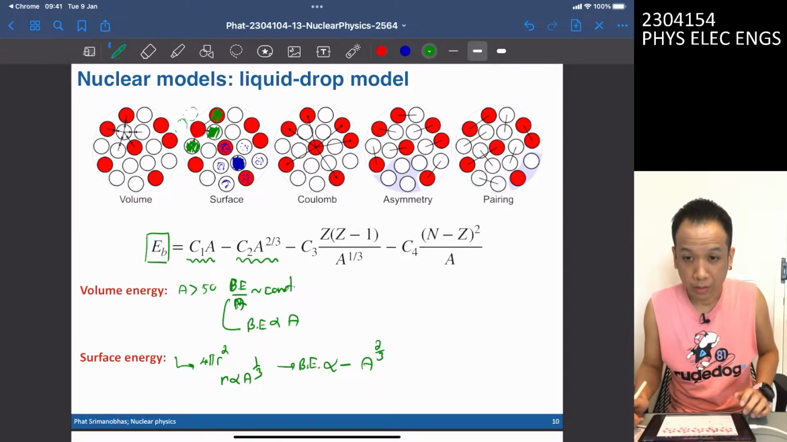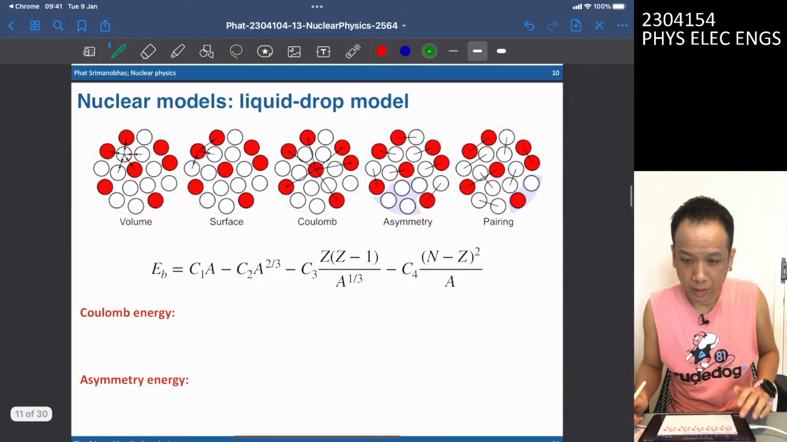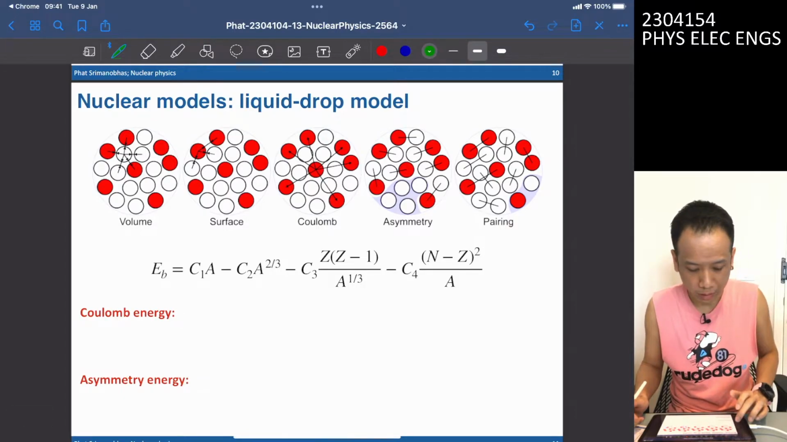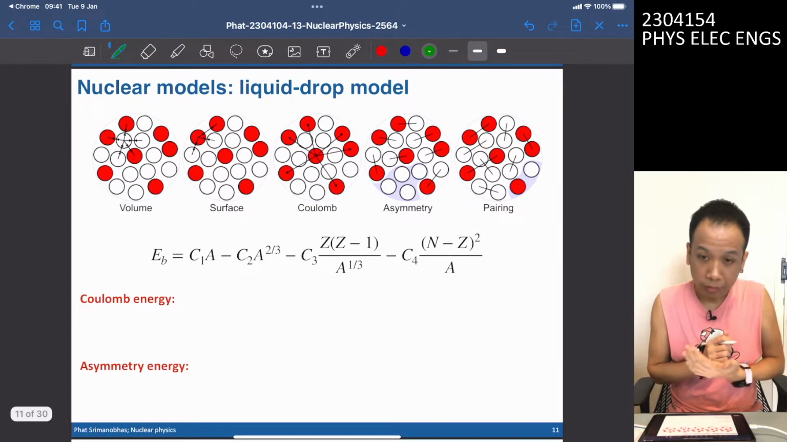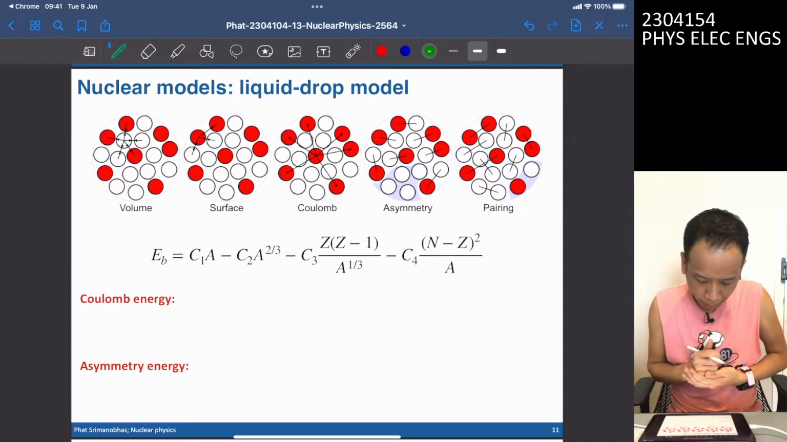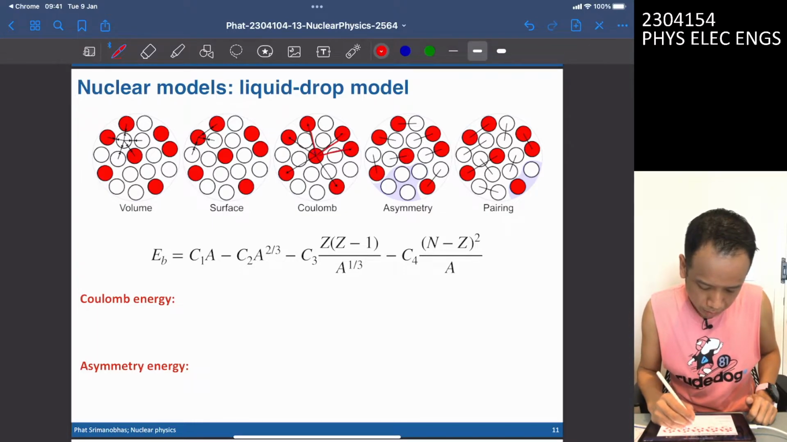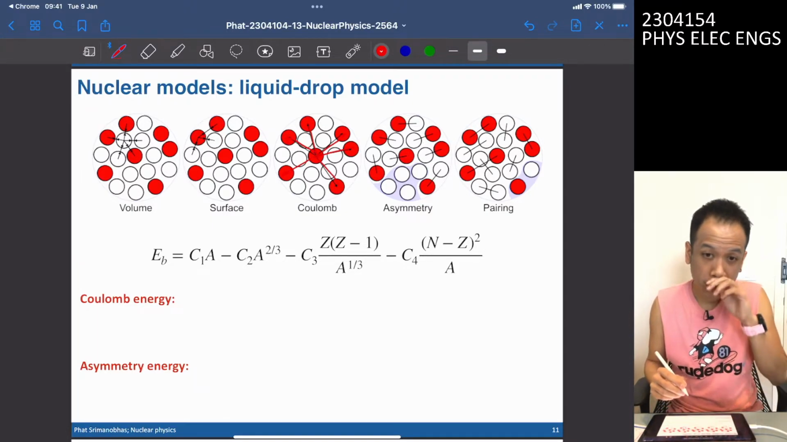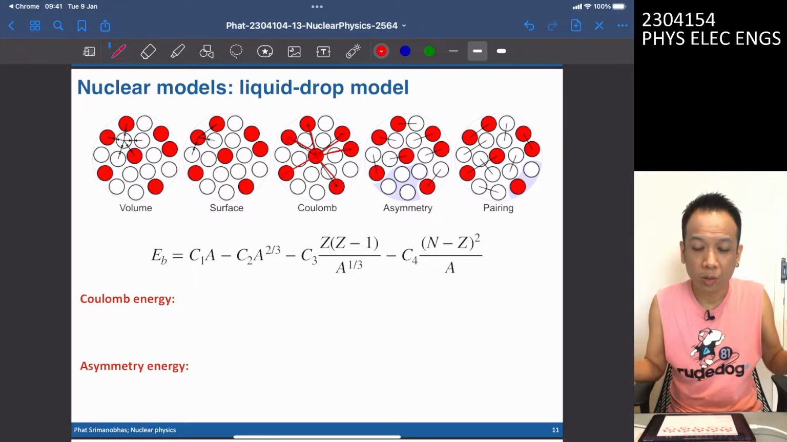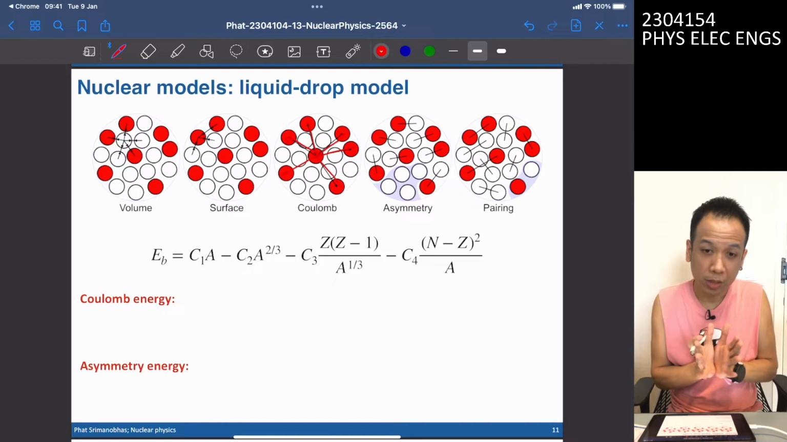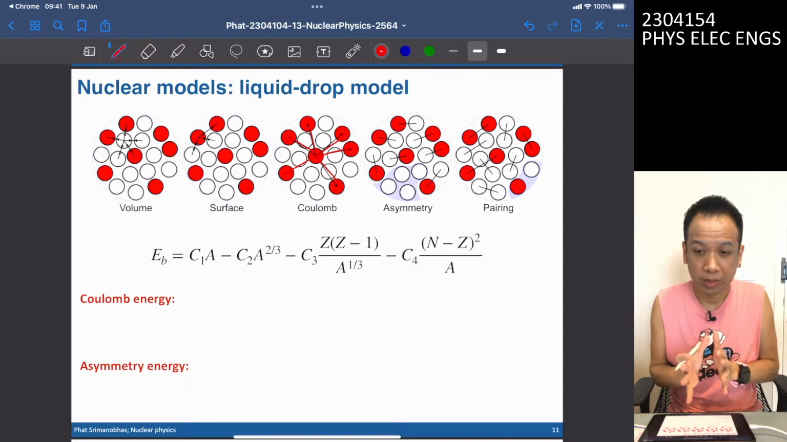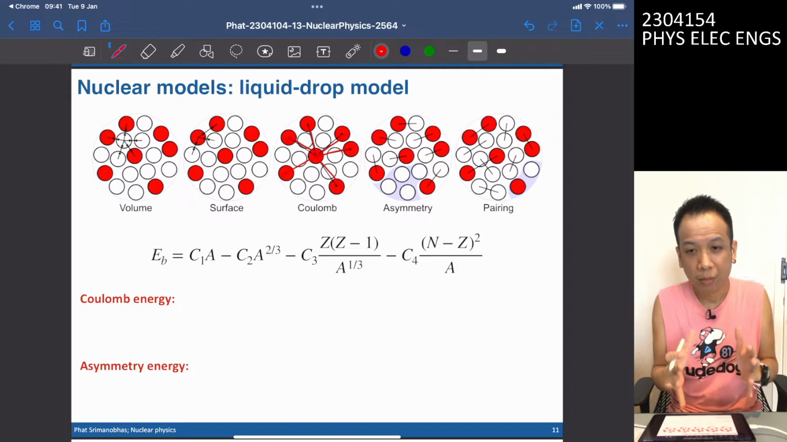Then we go to the third term, which is the Coulomb term. For the Coulomb term, we are talking about the protons. You have the proton, which is the red one, and it creates a repulsive force. So it kind of cancels off the binding energy, because the binding energy is trying to put it together, but the Coulomb force is trying to push it away.